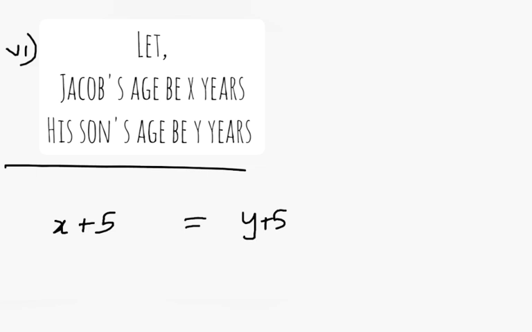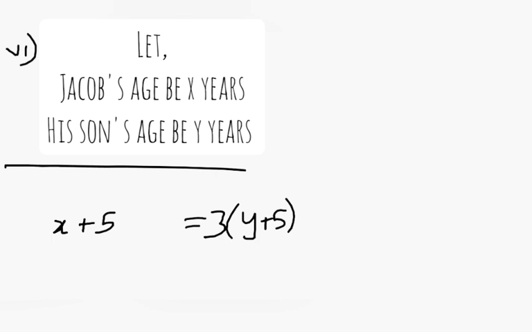The age of Jacob will be 3 times that of his son. So it is 3 times to that of his son. So we will multiply 3 here. You have seen this type of question in the last exercise also. Don't feel so confused. You can check that video also if you want.